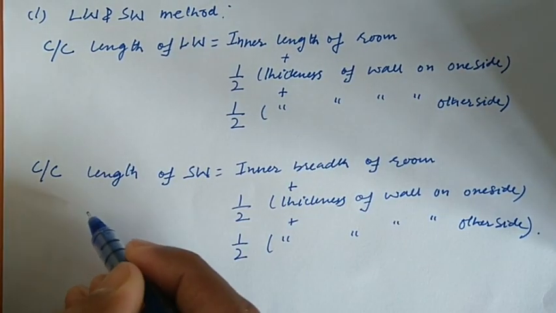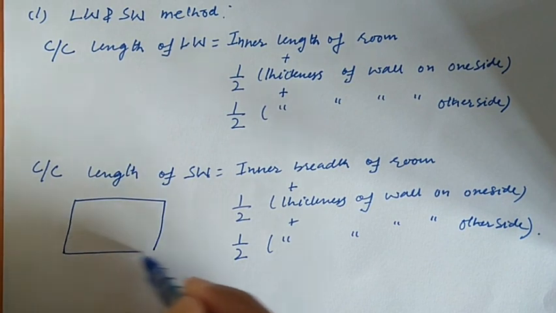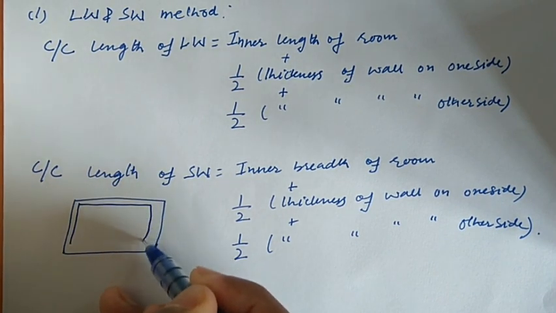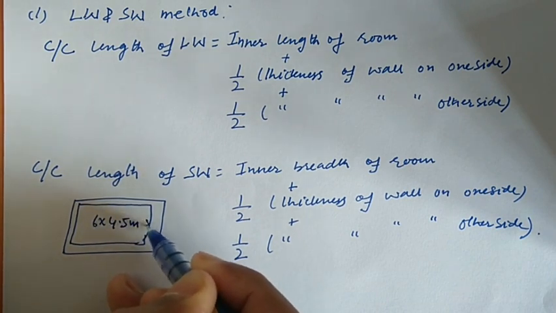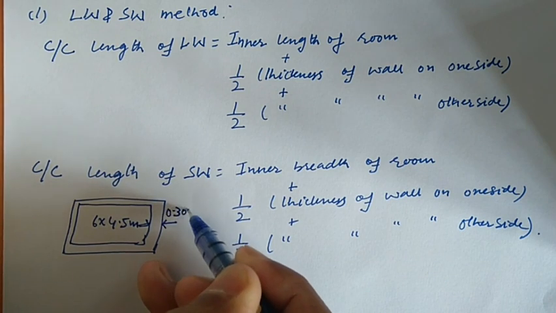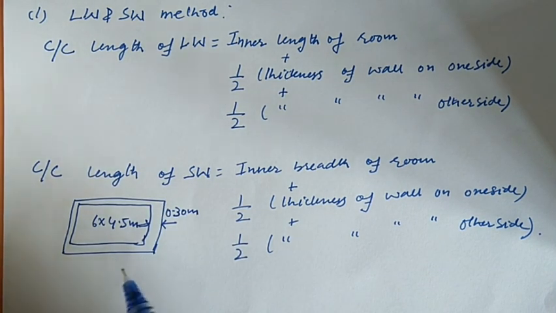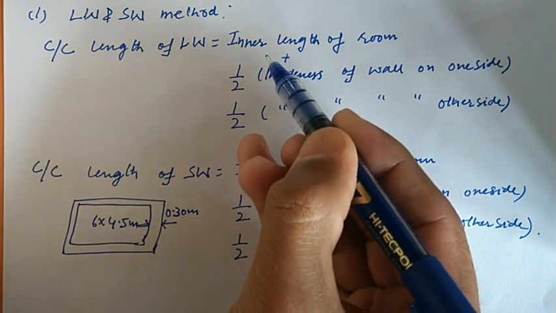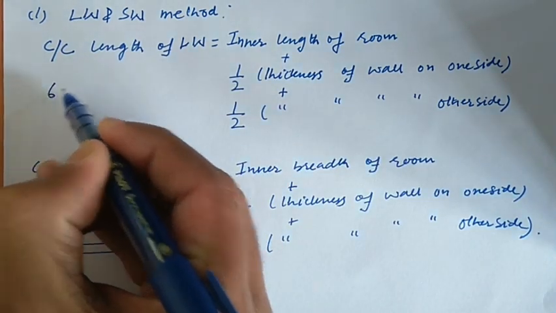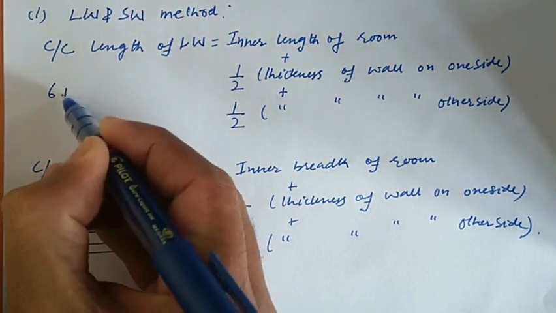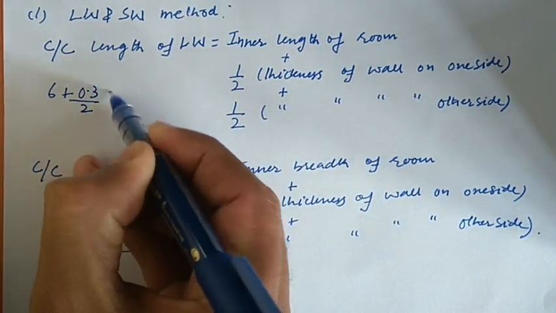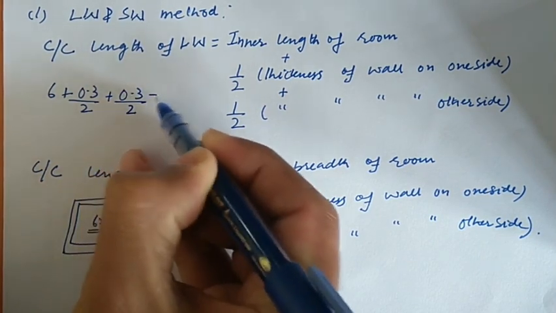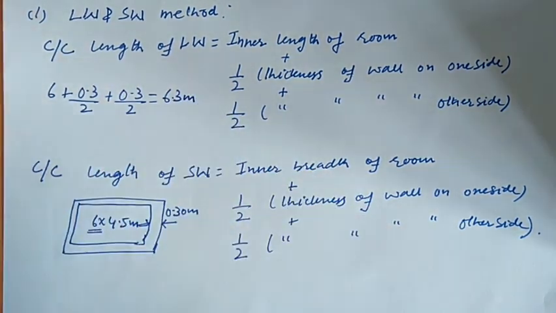Let me give you a simple example. Say this is our plan with the dimension, say, 6 cross 4.5 meters, the wall thickness being 0.30 meter. So in this case, how do we find the center to center length of the long wall? If we see the formula, it will be the inner length of the room, that is 6, which is mentioned here. We will add half the thickness of wall on one side, that is 0.3 half plus 0.3 half, so it will be 6.3 meter.